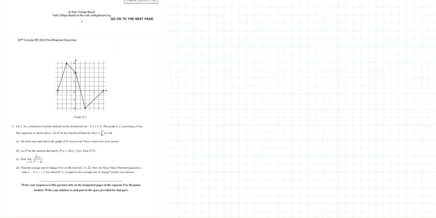Okay, here we have question 4. Part A, on what open interval is the graph concave up? So we know that for concave up, you need to have the derivative of g be increasing.